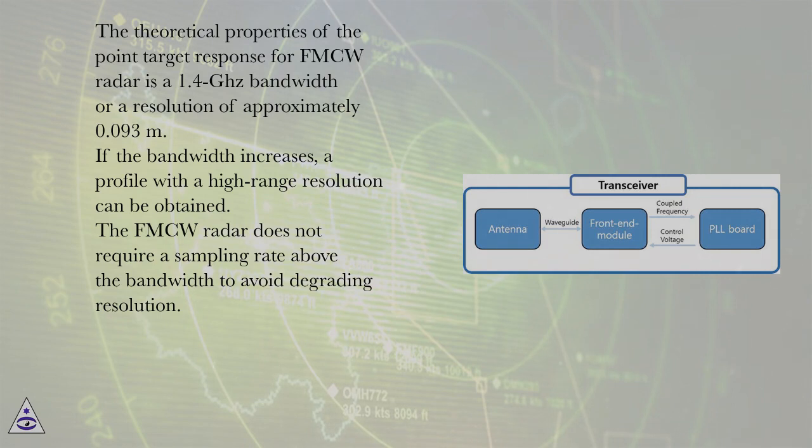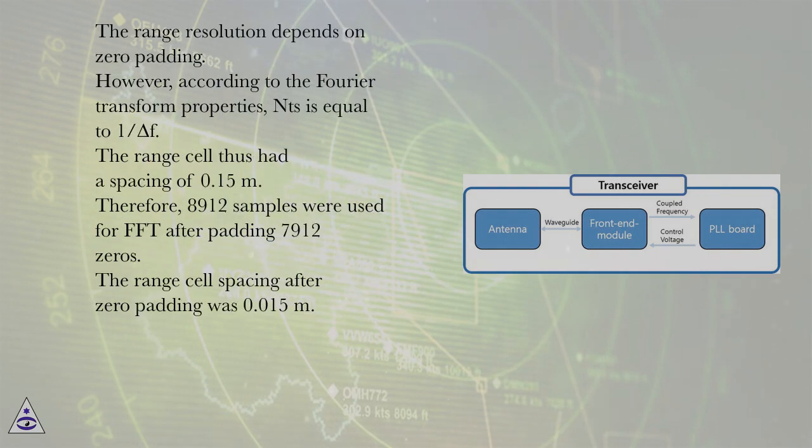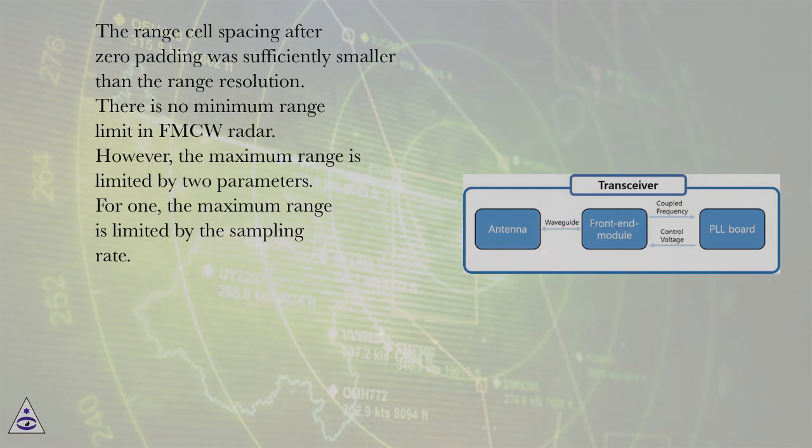The FMCW radar does not require a sampling rate above the bandwidth to avoid degrading resolution. The range resolution depends on zero padding. However, according to the Fourier transform properties, NTs is equal to 1/f. The range cell thus had a spacing of 0.15 meters. Therefore, 8,912 samples were used for FFT after padding 7,912 zeros. The range cell spacing after zero padding was 0.015 meters. The range cell spacing after zero padding was sufficiently smaller than the range resolution.